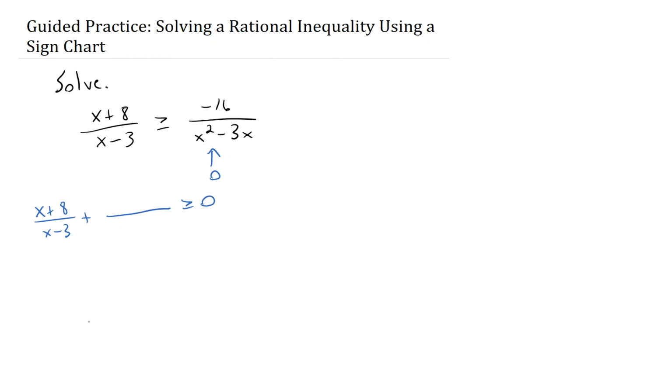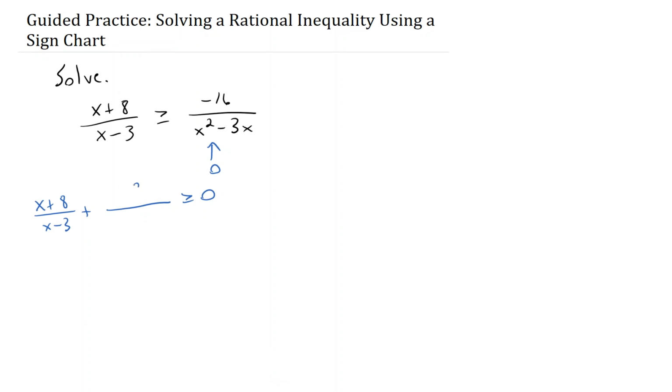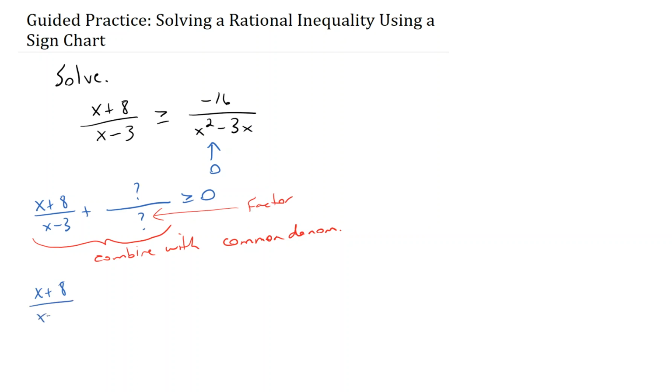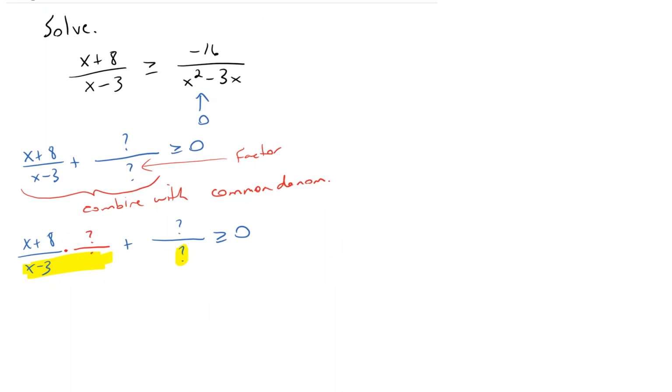Okay, now what you need to do, once you've got that done, is figure out how to combine these with a common denominator. What I would do is factor this denominator, and you can see what the two denominators have in common. You're going to have to multiply the first fraction, the top and bottom, by something to match the denominator of the second fraction. So you've got to figure out what to multiply this first fraction by.